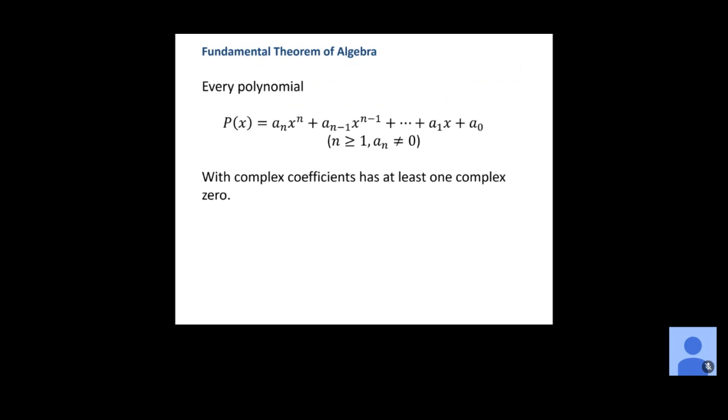So in this case, we're going to look at the fact that every single polynomial is going to have at least one complex zero. Keep in mind, though, that that complex zero could be a real number. It doesn't have to be imaginary. It could be real, but it could also be imaginary. And so now we have those imaginary numbers to work with in terms of finding the zeros of these polynomials.